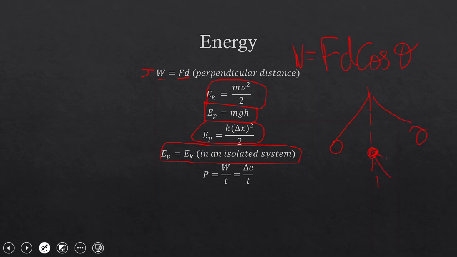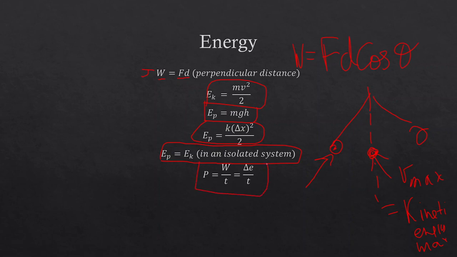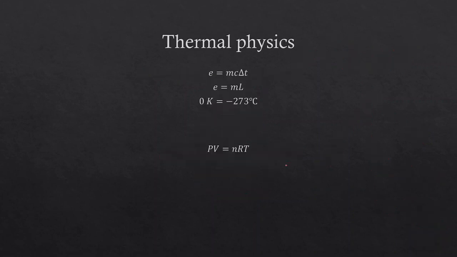This is Vmax. Vmax means that its kinetic energy is maximum. Simple logic, because mv²/2 is maximum. Over here, potential energy is max, which means that kinetic energy is 0. And over here, we have kinetic energy max, which means that potential energy is 0. Simple conversion. Like I said, the rate at which energy is transferred or the rate at which work is done is nothing but power. It is measured in joules per second or watts.